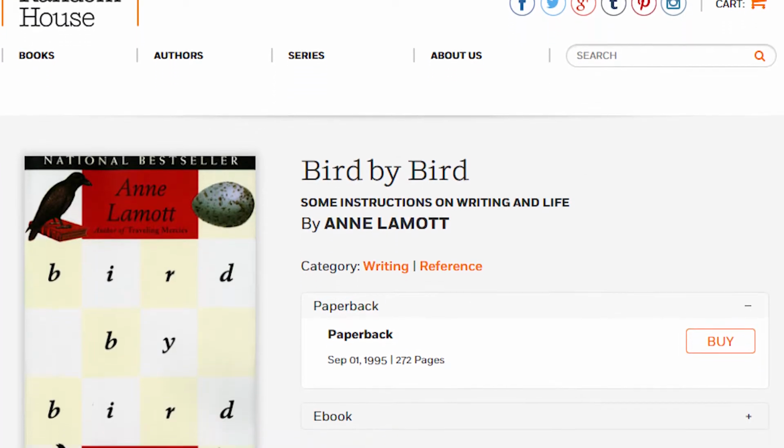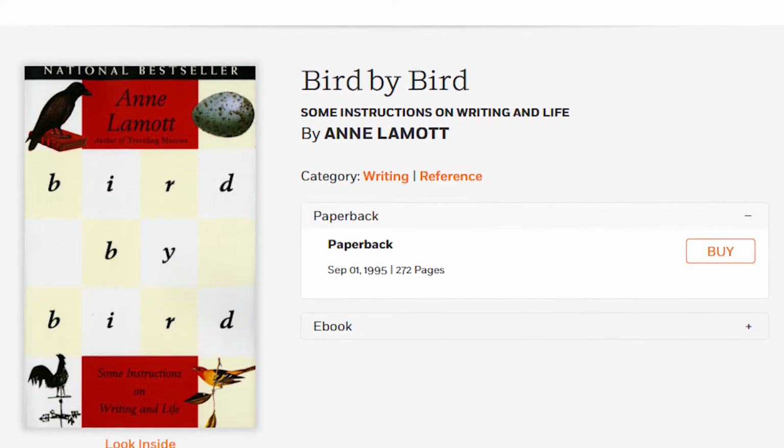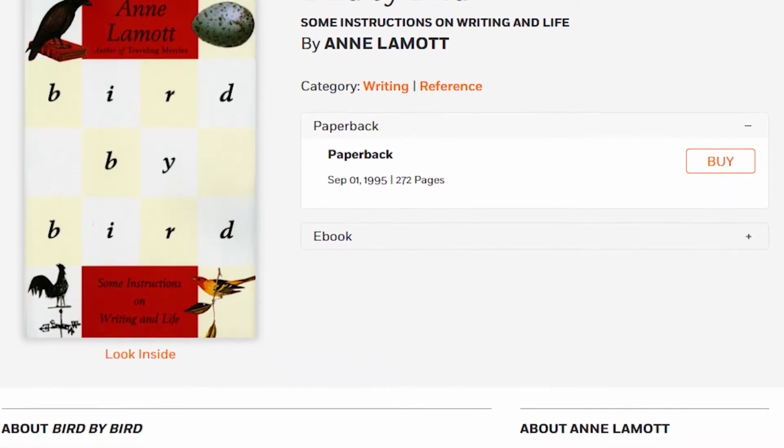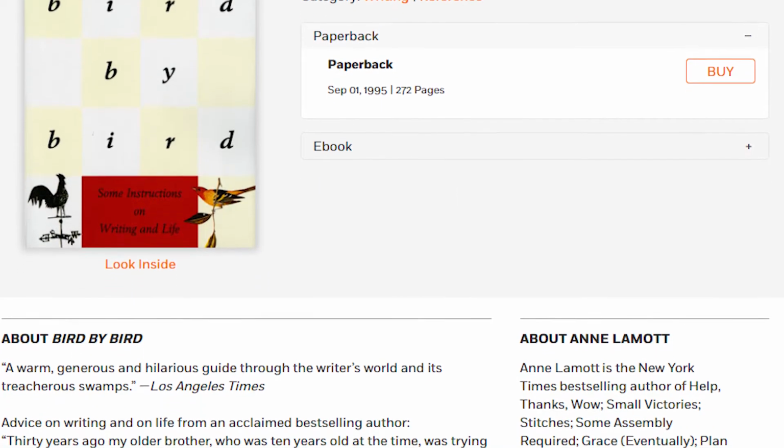For more information about characters and plot, check out Anne Lamott's Bird by Bird. I find it to be a helpful resource for all types of writing.